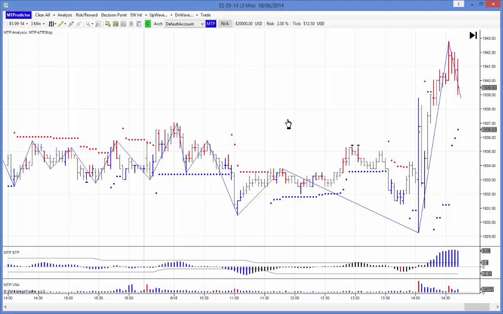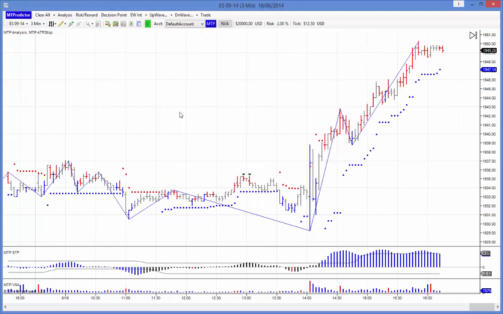But either way, hopefully this has been a good look at a very choppy and wide range day on the ES, which can unfold during Fed days, particularly with a view of using the MTPredictor software tools on a day such as that.